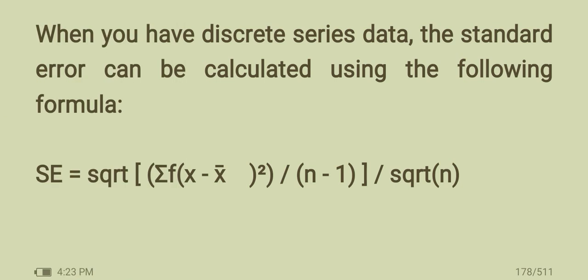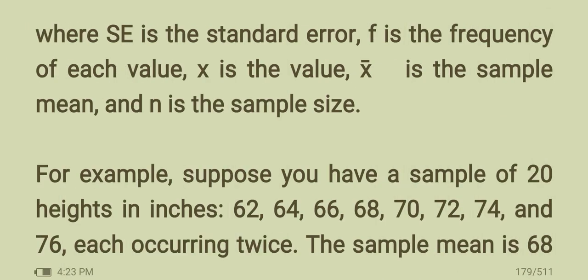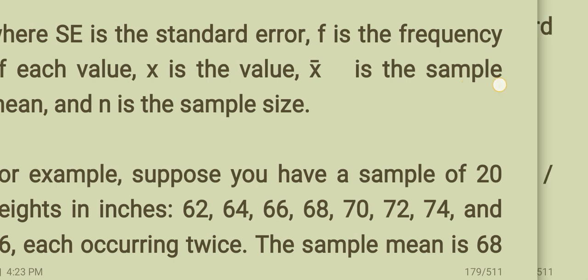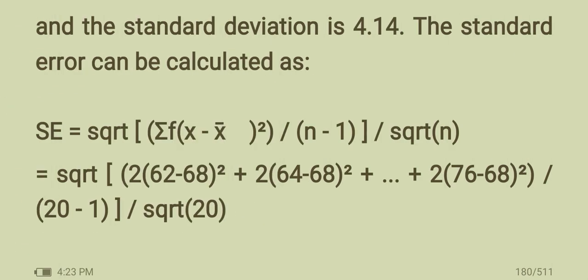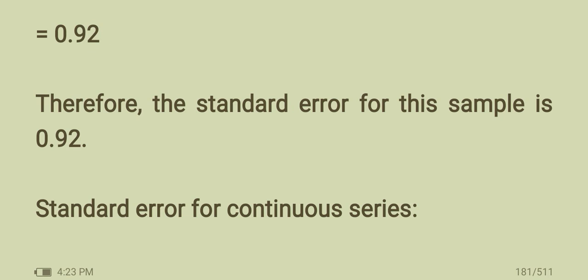In case of standard error for discrete series, we use this particular formula: SE is equal to square root of summation f into (x minus x bar) squared divided by (n minus 1), all divided by square root of n. So we will be applying that. First sample is there, sample mean is also there, like square root of summation f into (x minus x bar) squared divided by (n minus 1), whole thing divided by square root of n. Therefore, the standard error of the sample is given.